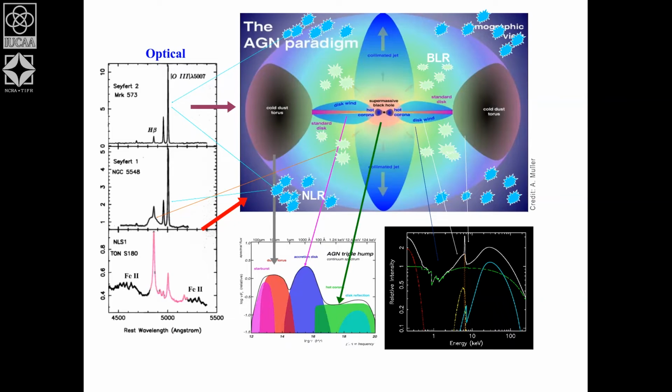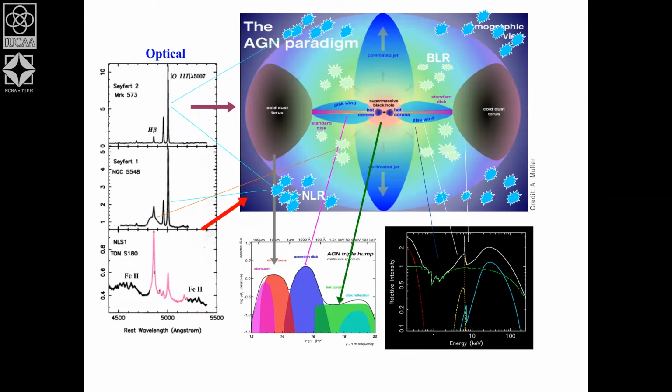The hot corona is essentially a very compact region consisting of very energetic electrons. And the temperature of this hot corona is thought to be about a few hundred keV, something like 10 to the power 8 Kelvin or so. So the optical UV photons from the accretion disk are interacting with the energetic electrons, and that process is called Comptonization, because there the inverse Compton scattering dominates. This Comptonization process is thought to generate the X-ray emission that we observe.